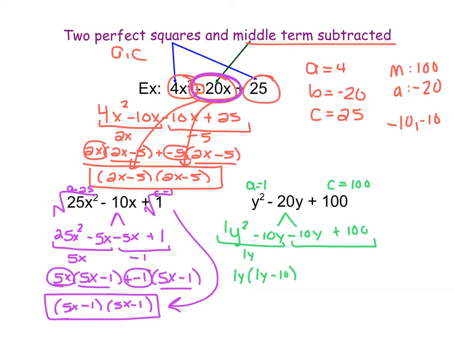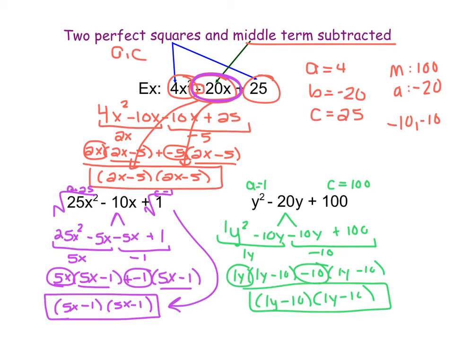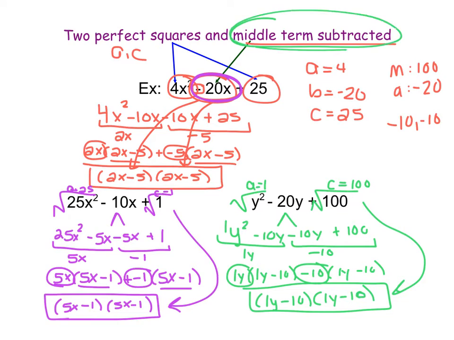Then I want to get those parentheses parts to match, so I'm going to factor out a negative 10. So I get 1y minus 10. Can then group those together. So 1y minus 10 times 1y minus 10. And again, hopefully you are noticing that we have the square root of y squared, which is just 1y, and the square root of 100, which is 10, making up the numerical portions of these parentheses. There's simply a subtraction sign in between because that middle term is now being subtracted.